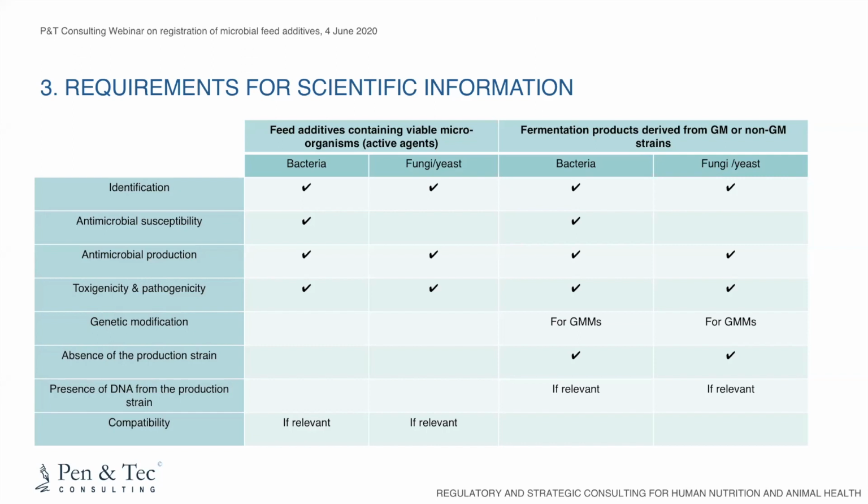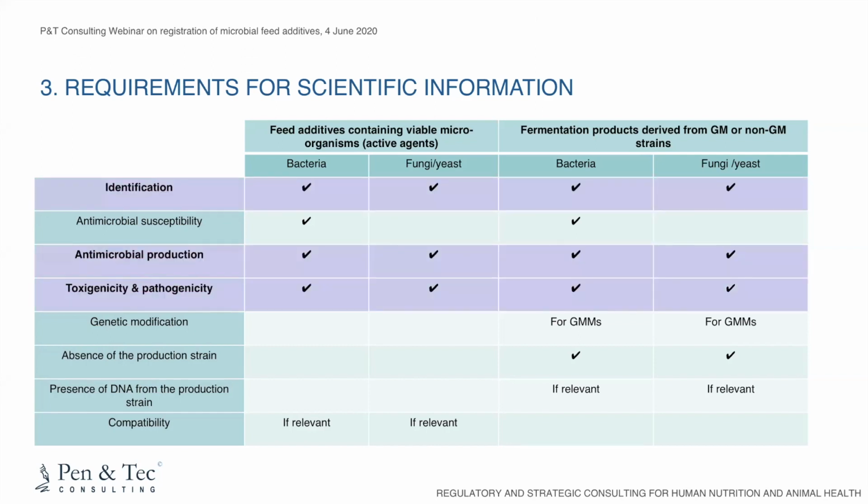As you can see, the identification is required for all strains. For bacteria and yeast, it should be based on the whole genome sequencing. Also, the assessment of the antimicrobial production, toxigenicity, and pathogenicity is required for all strains except for those that qualify as QPS. I will explain shortly what qualifying as QPS means for those that are not familiar with this concept.